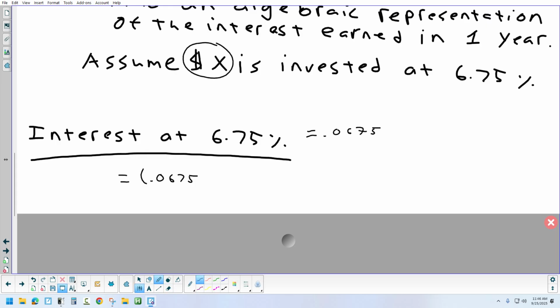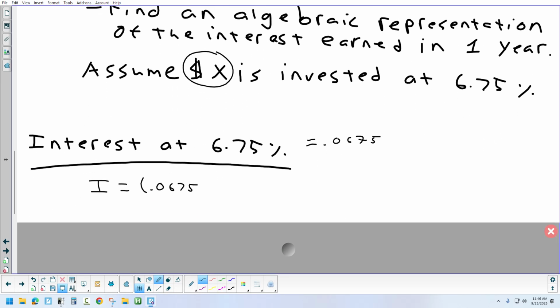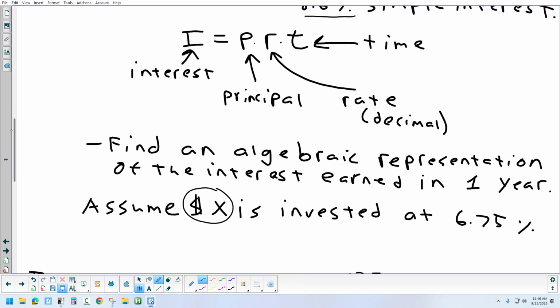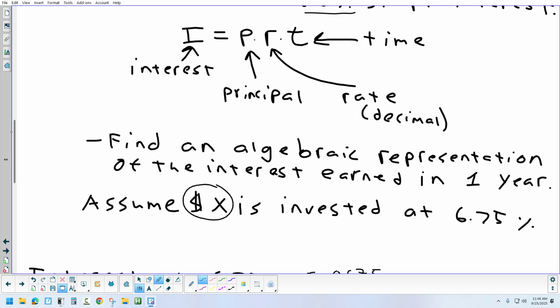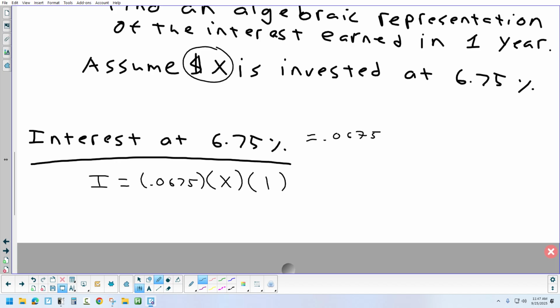So we've got our I equals. Okay, so we got the rate. It doesn't matter what order you multiply the three things in. You can do PRT, RPT, TRP. The order doesn't matter. What's the principal? What's the amount of money being invested? X. We don't know, it's X dollars. And how long is Bill leaving his money in this investment? 1 year, that's what it says up on the board. Is it in years or months? Years.